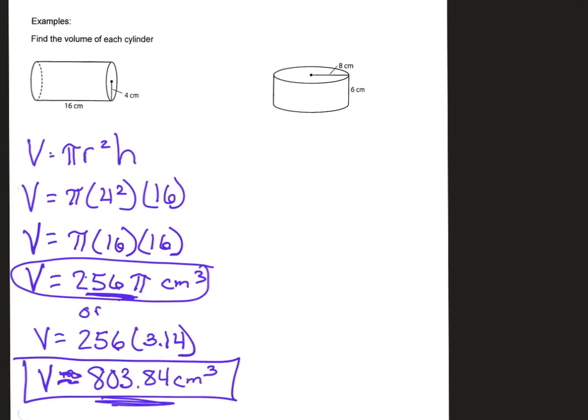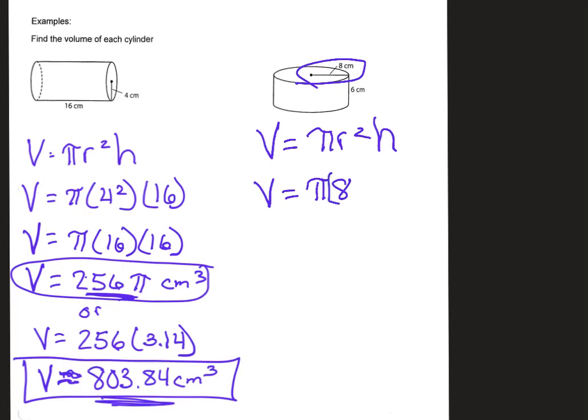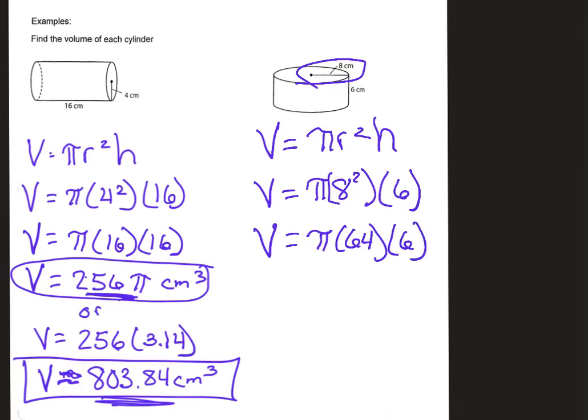If we do another example, we're still using that same formula. Volume equals pi r squared, because that's the area of a circle, times the height. In this example, we were given a radius of 8, so that's times 8 squared, and then a height of 6. If we simplify that, let's square the 8. So we have pi times 64 times 6. We can multiply 64 times 6, which gives us 384 pi centimeters cubed.